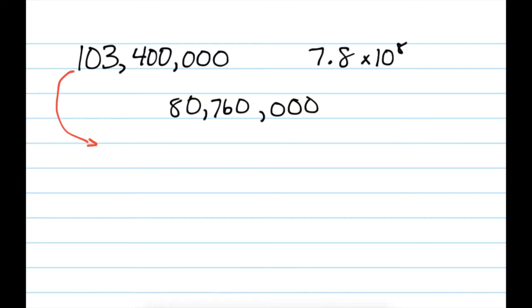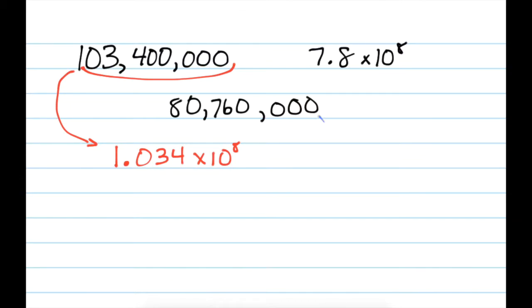We know that the decimal has to go between the 1 and the 0 because we can only have one non-zero digit to the left of the decimal. Then in order to get from that 1.034 up to 103 million, we have to figure out how many places we move the decimal space, which was 8. So that's 1.034 times 10 to the 8th.